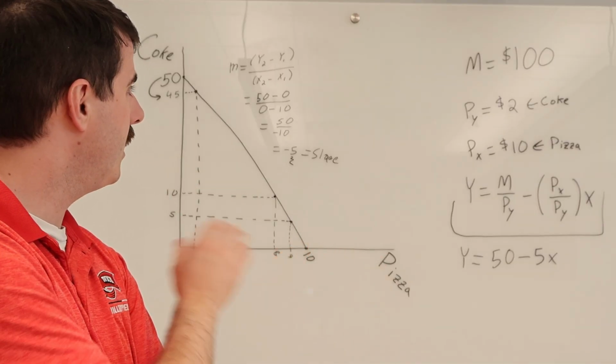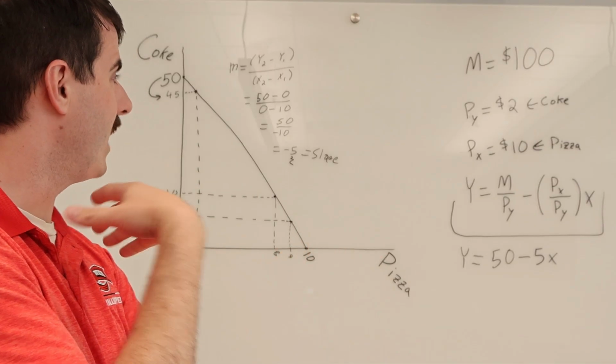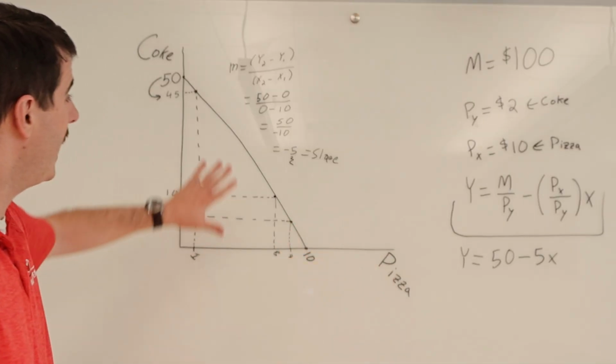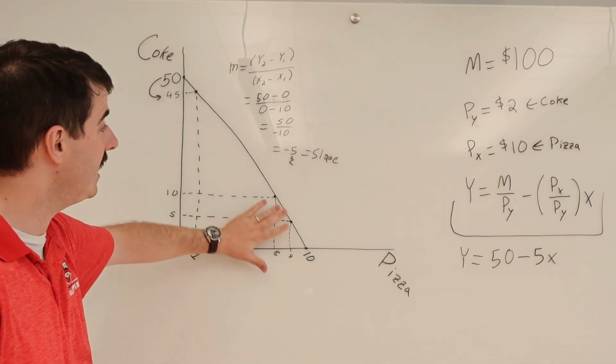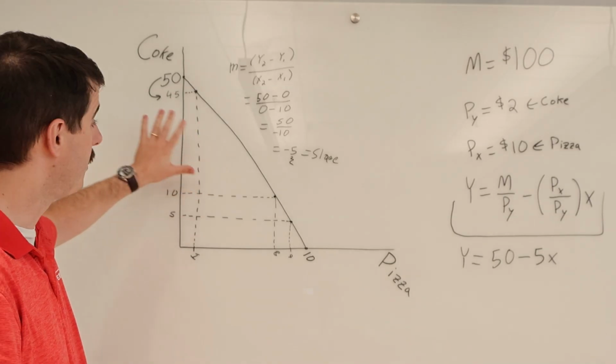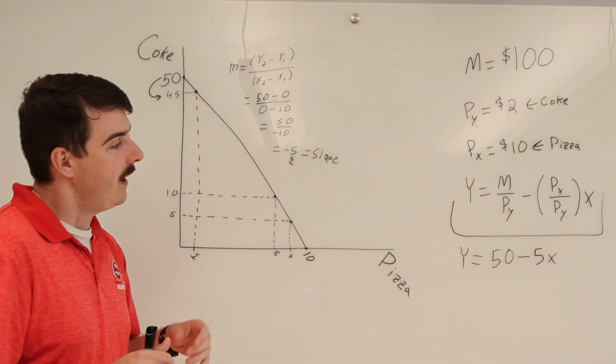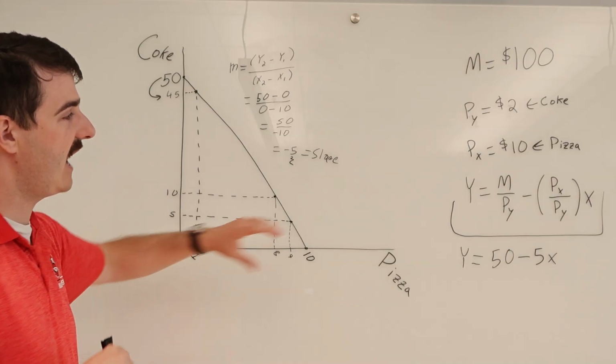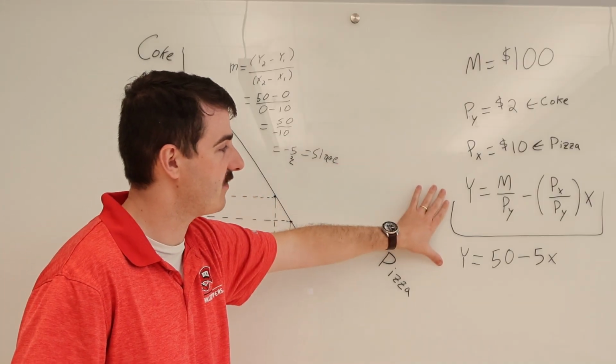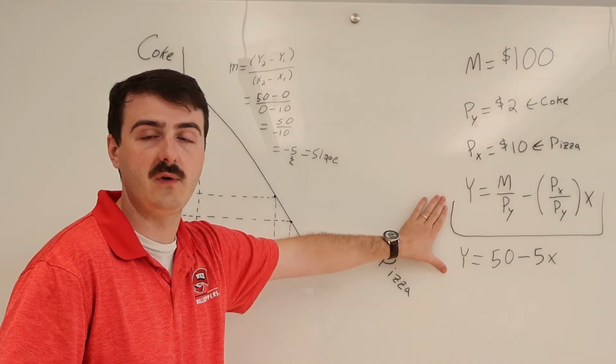Well, we've got this income. We're buying stuff. What else is this going to help us do? Well, it helped us show visually opportunity cost, the rate at which we can trade between pizzas and Cokes. And of course, we get to see it as a very simple algebraic function, as a line.